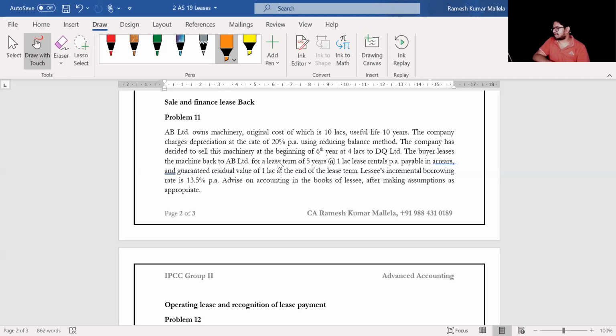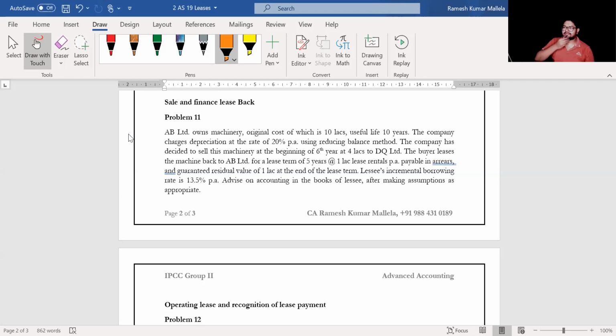So the company has decided to sell this machinery at the beginning of 6th year at 4 lakhs to DQ Limited. The buyer leases the machine back to AB Limited for a lease term of 5 years at 1 lakh lease rental per annum payable in arrears and guaranteed residual value of 1 lakh at the end of lease term. Lessee's incremental borrowing rate is 13.5% per annum. Advice on accounting in the books of lessee after making assumptions as appropriate.